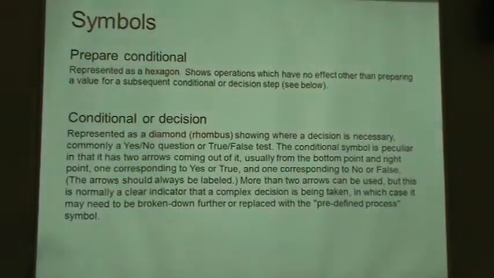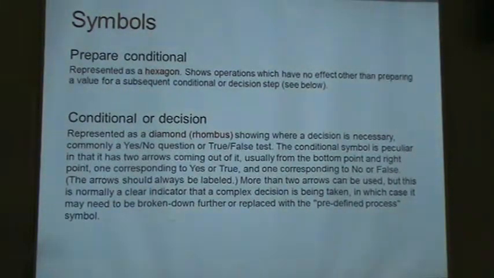A prepare condition is represented by a hexagon. So that's, I think, no, a stop sign is not a hexagon, it's a six-sided symbol. So it shows operations which have no effect on preparing values for subsequent conditions later on.